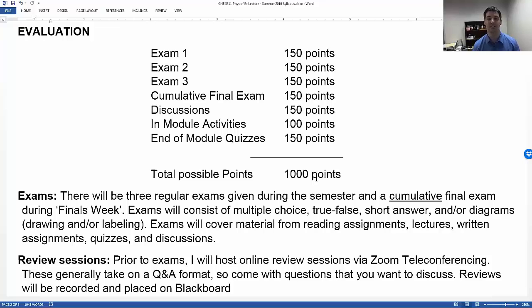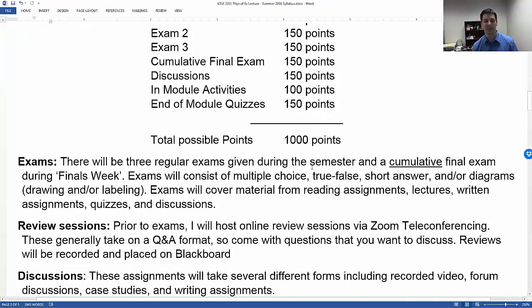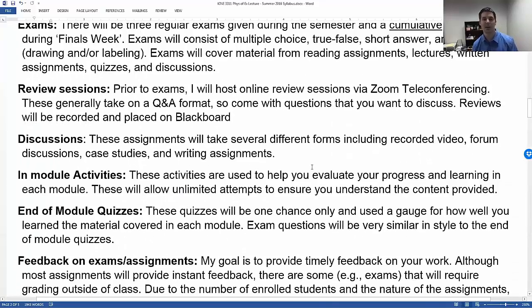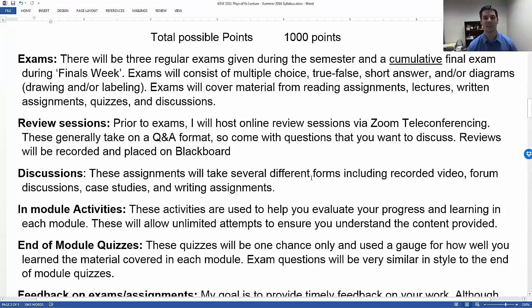Those are all worth 150 points apiece. We'll also, again, have discussions posted either in Blackboard or Flipgrid, which is the intro today as well. And those are worth 150 points, or essentially an exam. We'll also have in-module activities, which are worth 100 points, and end-of-module quizzes. I'll hit what those mean as we go through. Again, there'll be 3 regular exams during the semester and a cumulative final.